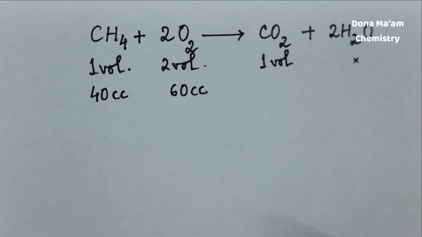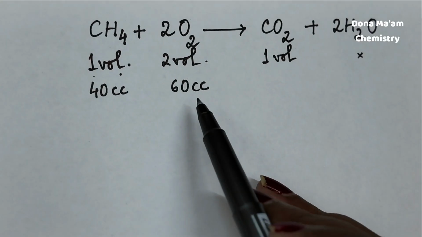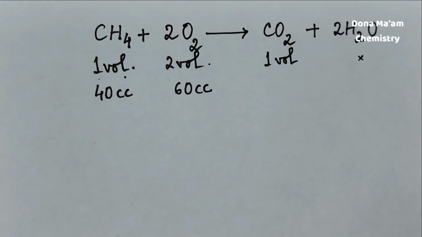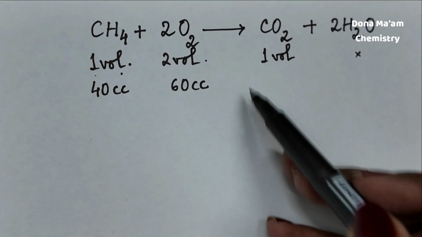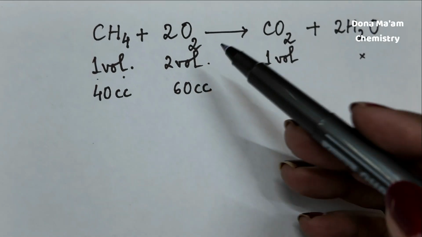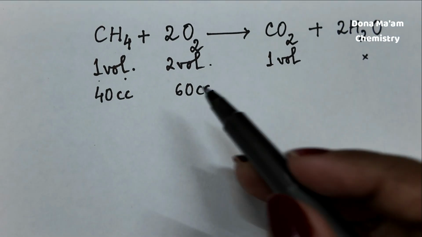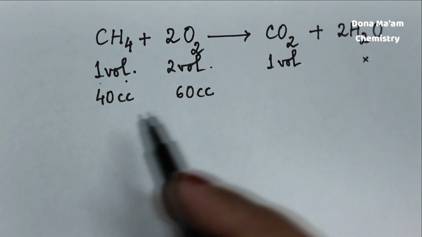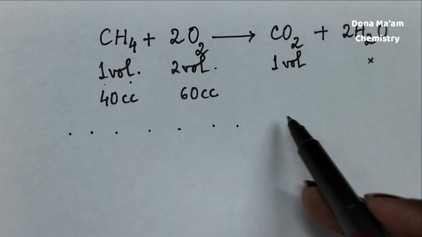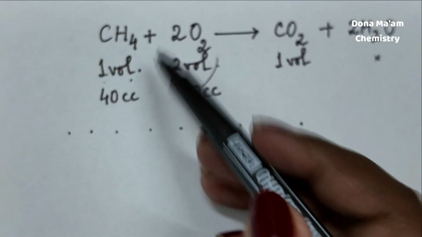So let's use some common sense. 1 volume reacts with 2 volume. So 40 cc will react with 80 cc, double of that. But is 80 cc available here? No. So you all know what limiting reagent is. Here oxygen is the limiting reagent. It is getting finished. So you have to think it the other way. You have to write according to Gay-Lussac's law, 2 volume of oxygen is reacting with 1 volume of methane.